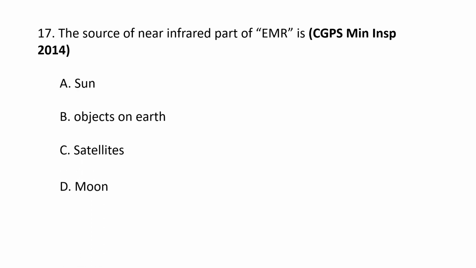Sun, B. Objects on the Earth, C. Satellites, and D. Moon. The source of near infrared part of EMR is Sun. The sun is the primary source of near infrared radiation in the electromagnetic spectrum, EMR spectrum.